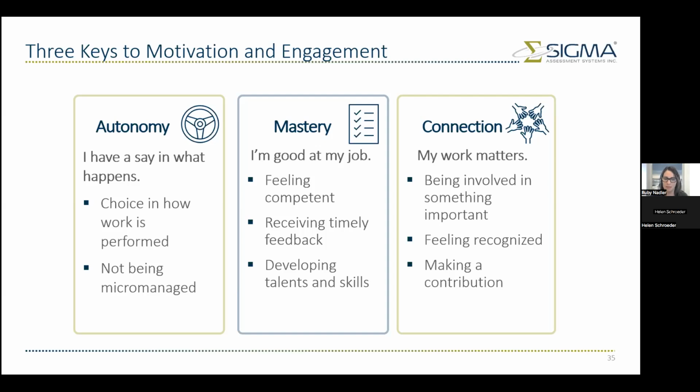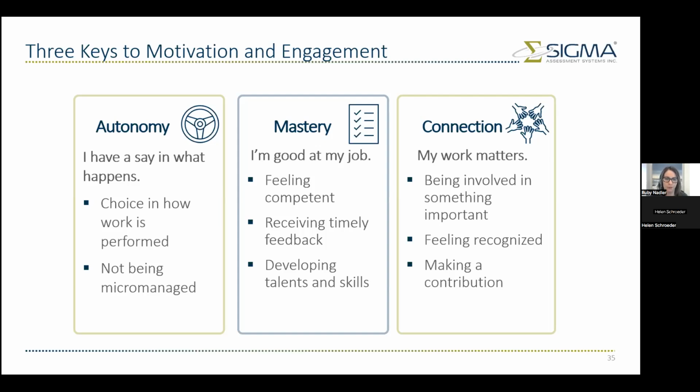So autonomy is about having a say in what happens. So some choice in how work is performed, right? The opposite of being micromanaged. And not all roles offer the same autonomy as others. Some jobs have less room for people to choose how they're going to solve a problem. They have to do a specific thing, but you can still support them in feeling some sense of control over their work.